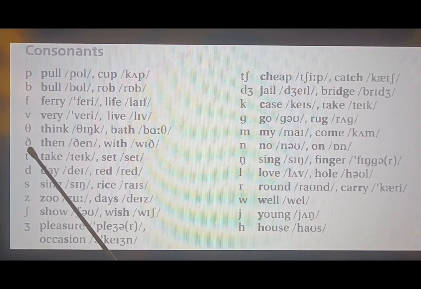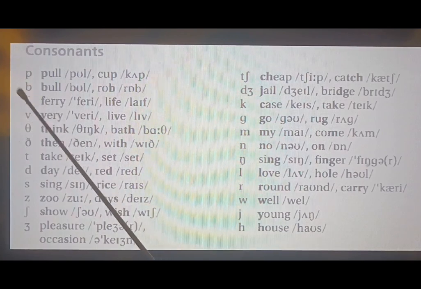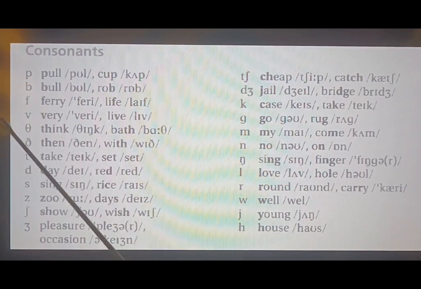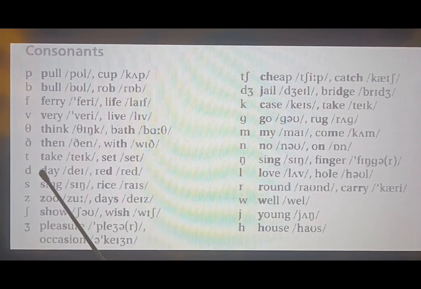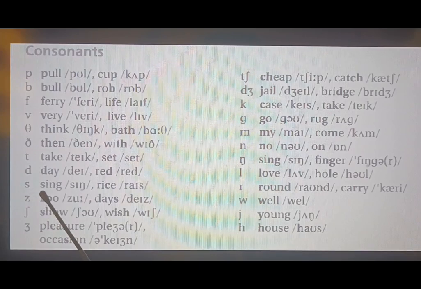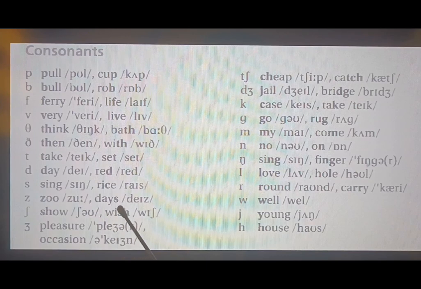Actually, this is somehow applied to many pairs of sounds like p and b, right? F and v. These are the sounds that we usually distinguish by whether they are voiced or voiceless. Anyway, we go on with it. T sound like take, set. D sound like day, red. S sound like sing or rice, as you can see. Here, C is pronounced as s, rice. Well, Z sound like zoo, days, right?